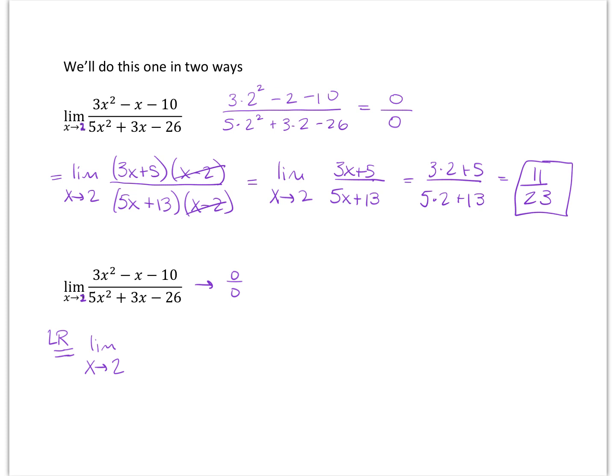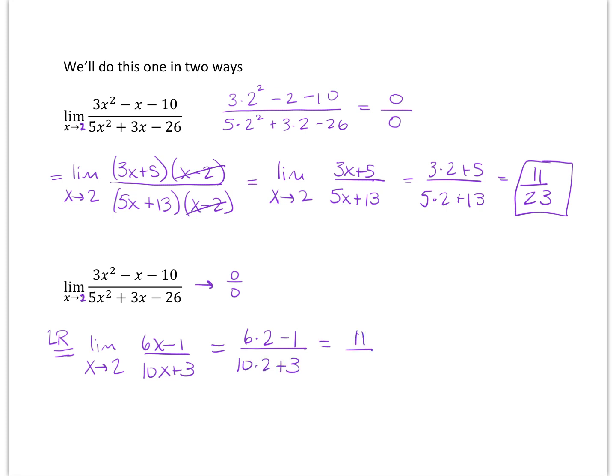Okay, so if I take the derivative of the numerator, I get 6x minus 1. The derivative of the denominator is 10x plus 3. And now what happens if I try to plug in the x equals 2? I get 6 times 2 minus 1 over 10 times 2 plus 3.